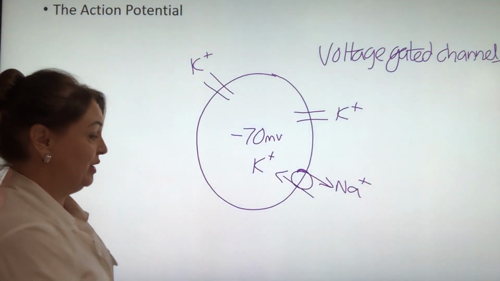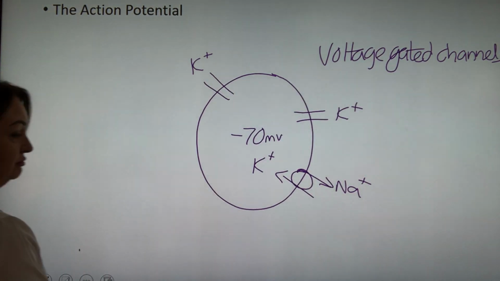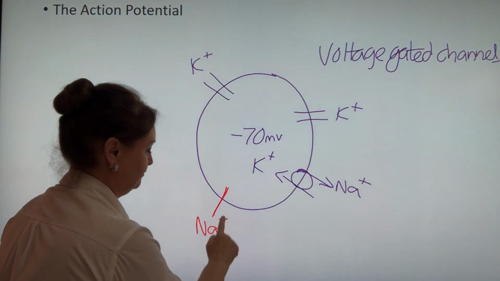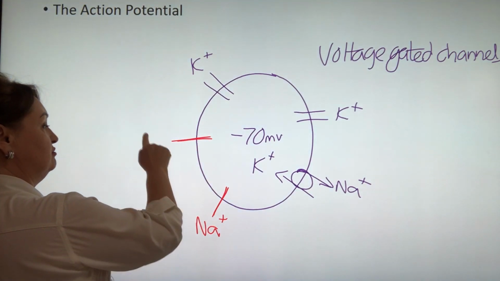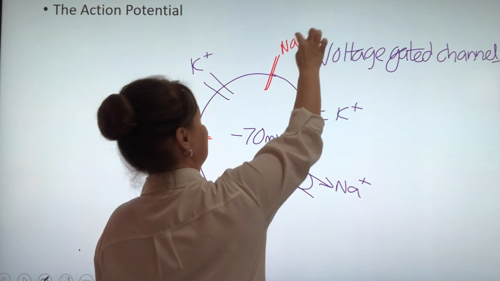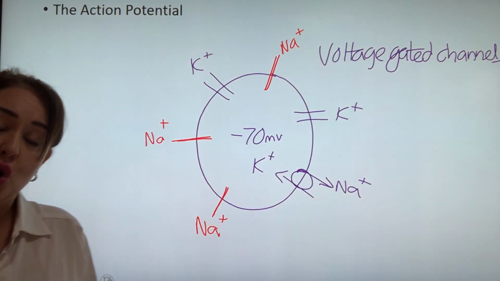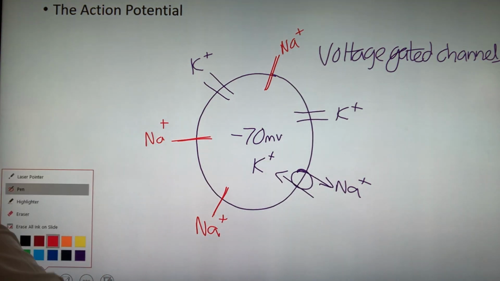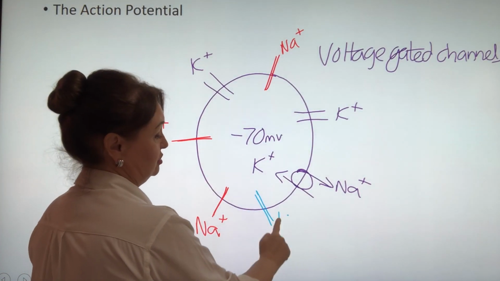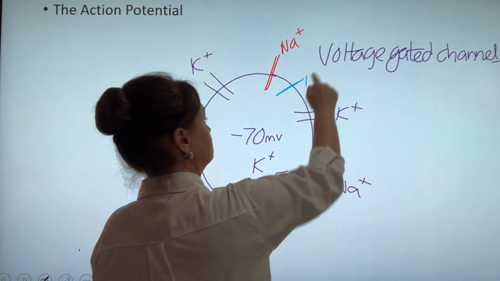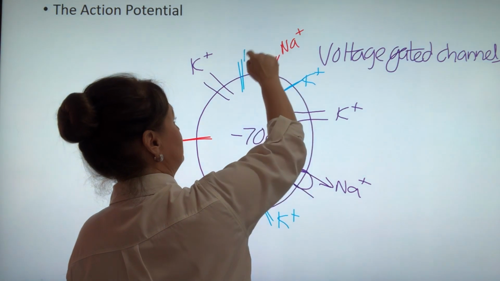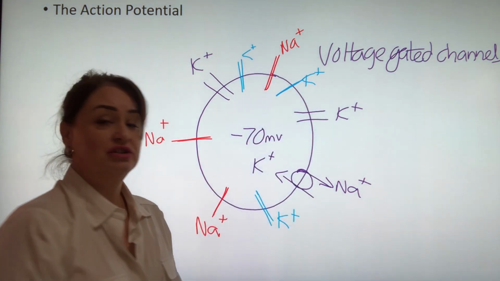And of them, we have got some sodium ones, which are always closed. So here's my sodium and they're closed. Here's my sodium and it's closed. We've also got some potassium ones that are also closed around the cell membrane. So let me just recap.